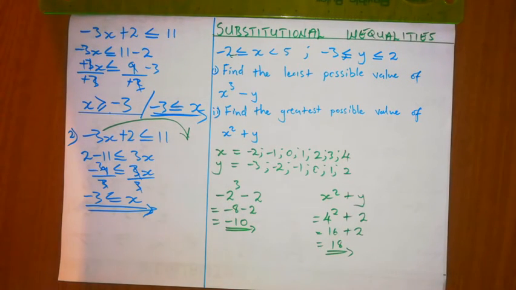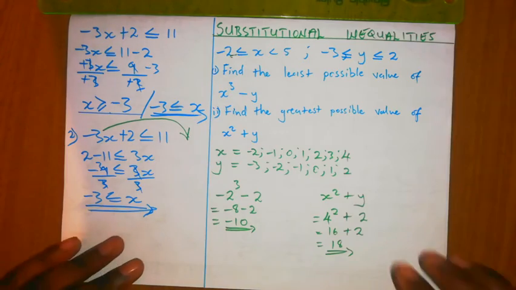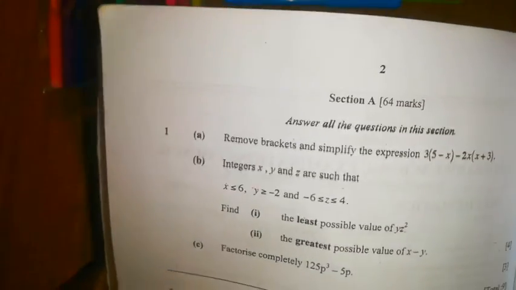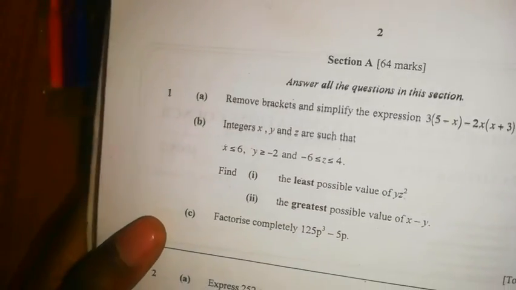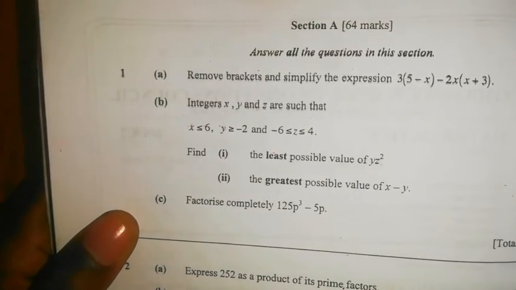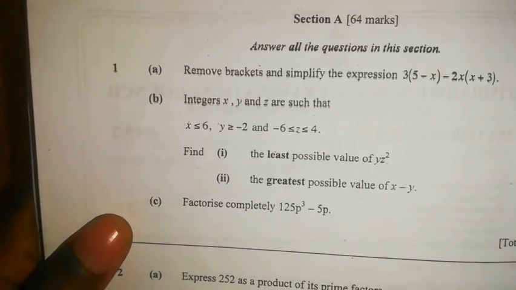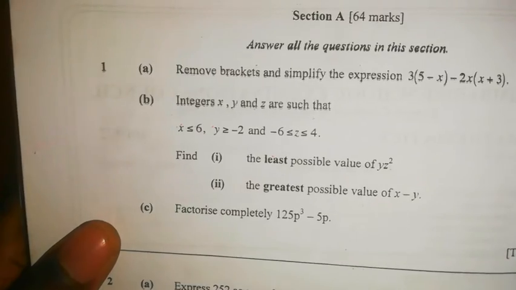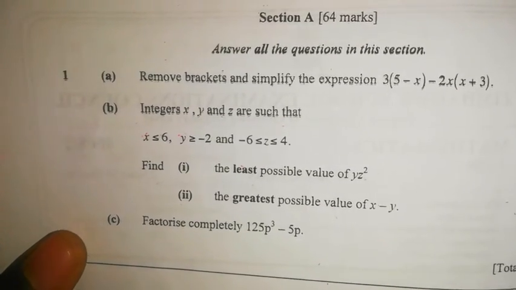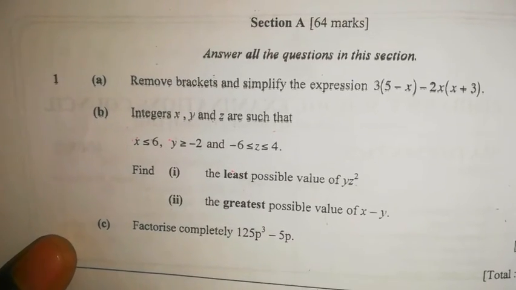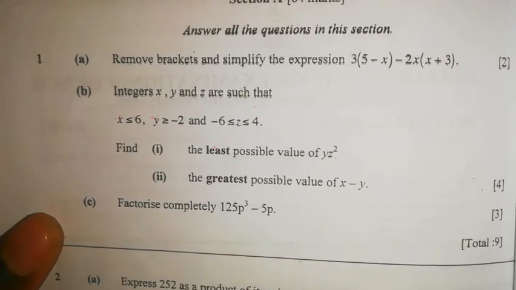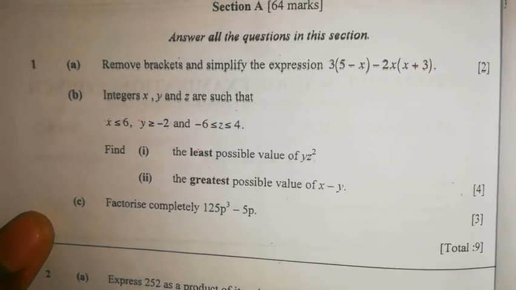So let me give you some examples from past exam question papers. Our other exam comes from June 2010. There is the question: integers x, y, and z are such that x is less than or equal to 6, y is greater than or equal to -2, and -6 is less than or equal to z, where z is less than or equal to 4. Find the least possible value of yz squared, the greatest possible value of x minus y.